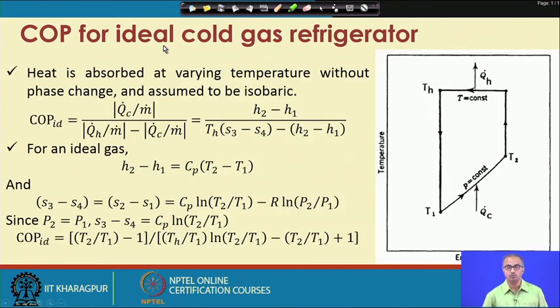Next, we come to COP for an ideal cold gas refrigerator. This is also many a time used. In this case, heat is absorbed at varying temperature without phase change and assumed to be isobaric. That means it is not happening at constant temperature, but it is happening here. You can see that QC which is taken up is not happening at constant temperature as earlier, but is changing from T1 to T2, the temperature is increasing, that is there is a sensible heat transfer, but otherwise the heat is rejected at the constant temperature.